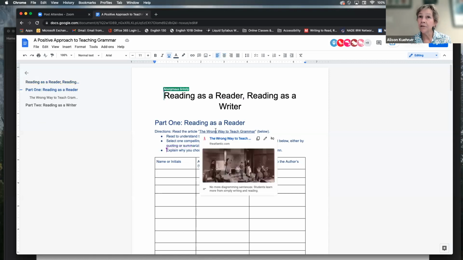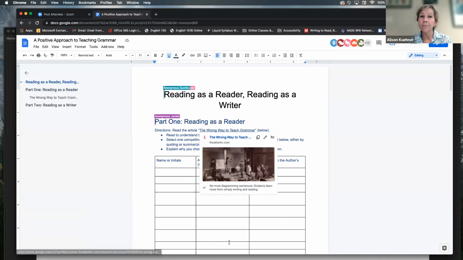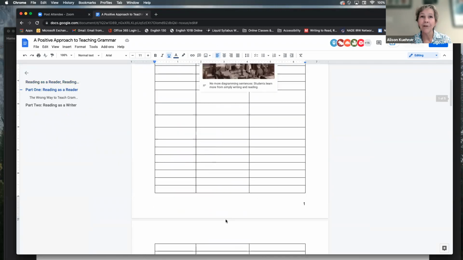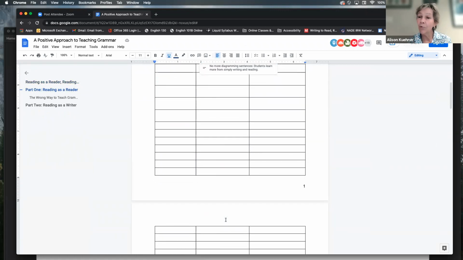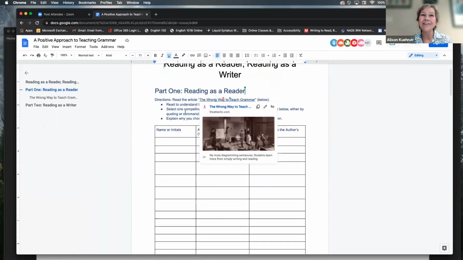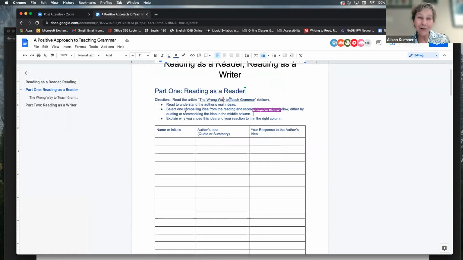There's a link to this article, or if it's more comfortable, you can scroll down here. Okay. I'm going to need to make a lot more spaces in here because I see there's a lot more people than I had anticipated. But what I'd like you to do is read this article about teaching grammar, look at the main ideas, and find a compelling idea, just one, because we don't have a lot of time.